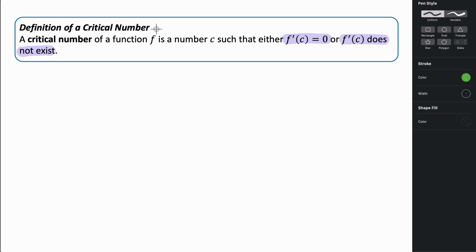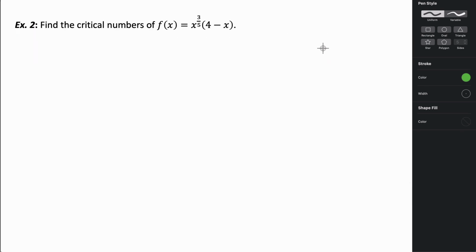Now, just because we have a critical number doesn't mean that we're guaranteed to find a maximum or a minimum. These are just the potential places where a maximum or a minimum may occur. So let's go ahead and take a look at an example of finding critical numbers.